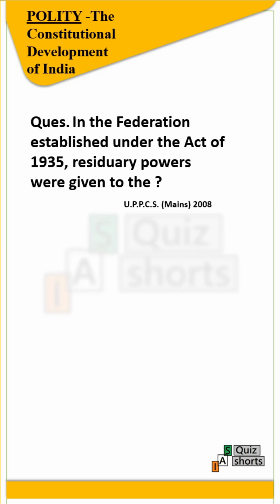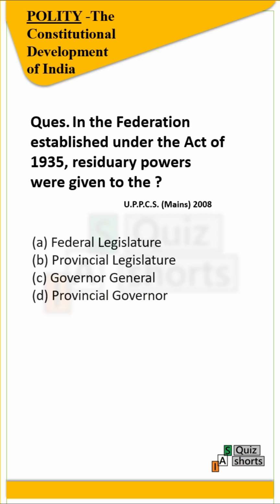Question: in the federation established under the Act of 1935, the residuary powers were given to the option A, Federal Legislature. Option B, Provincial Legislature. Option C, Governor General. Option D, Provincial Governor. Answer is option C, Governor General.